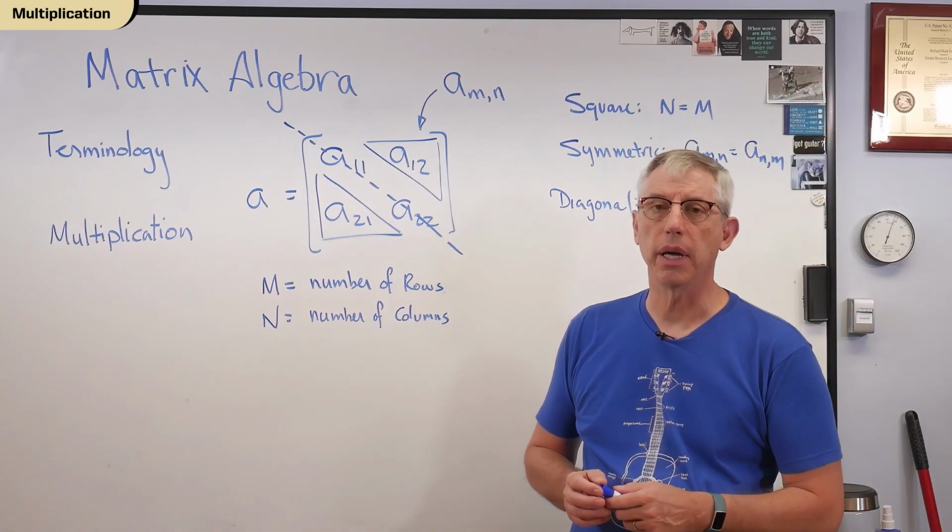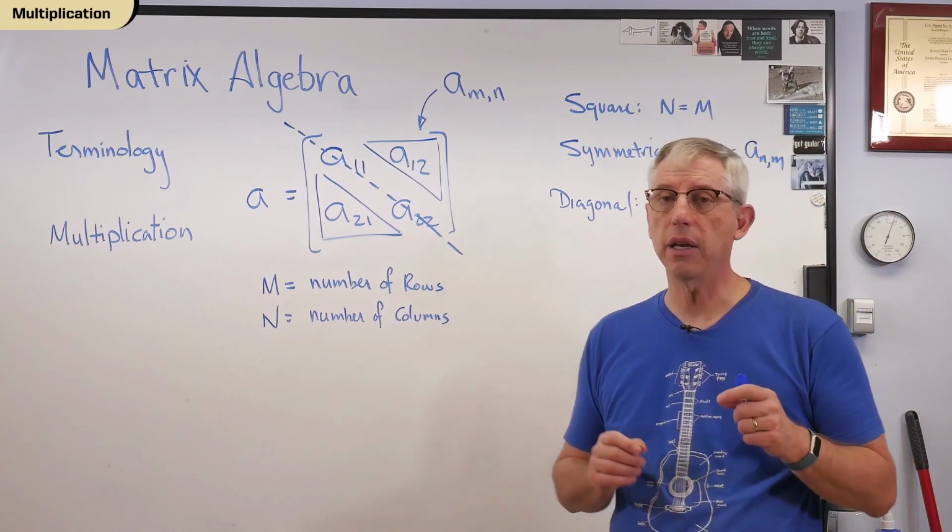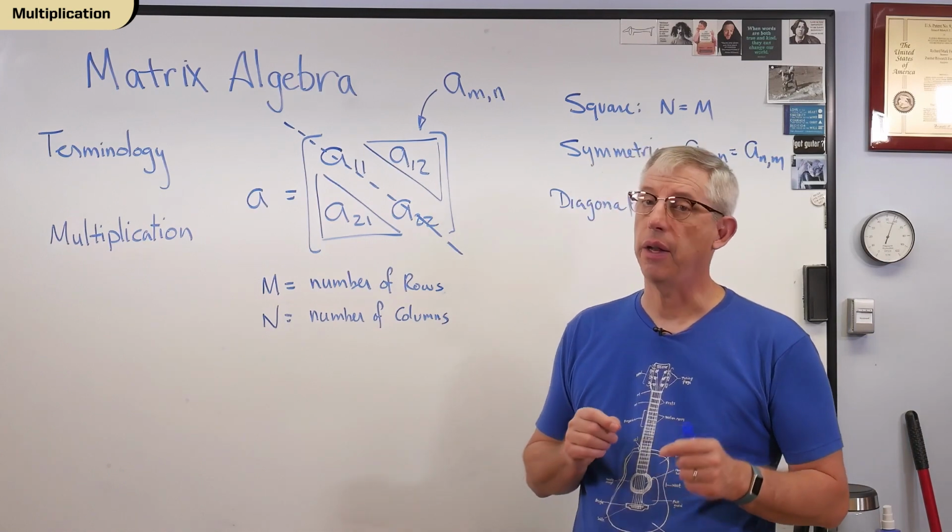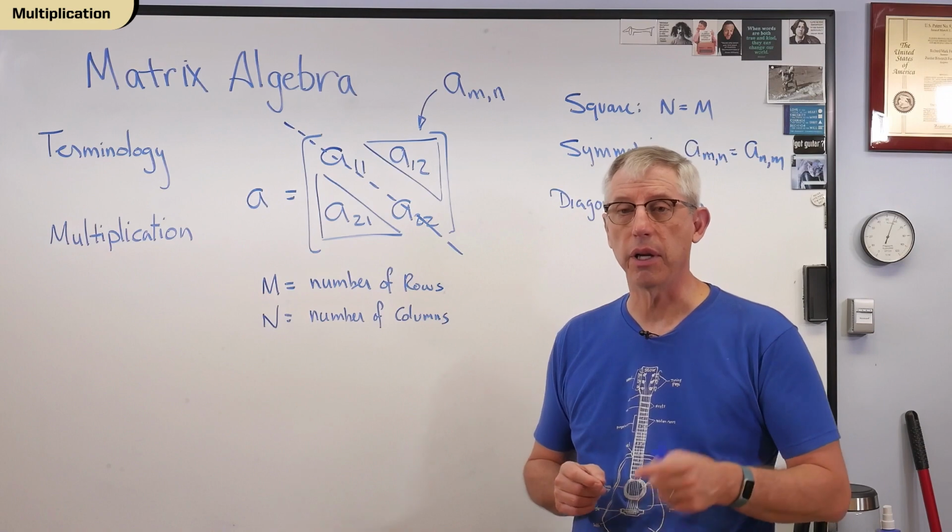Okay, that's probably enough terminology for now. Let's get into the mechanics of how you multiply a matrix times a vector and then a matrix times a matrix. So let me clean off my board here.